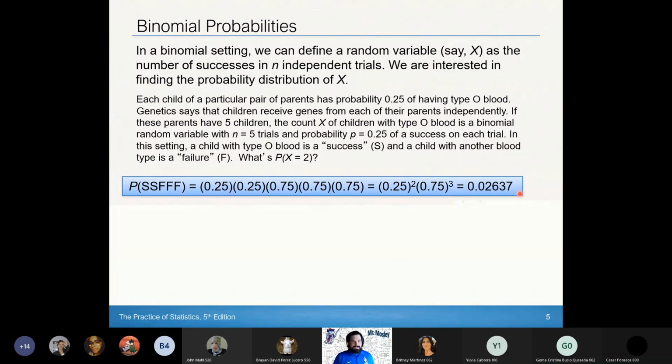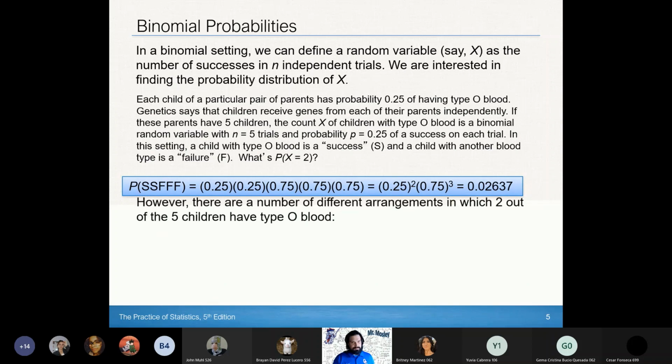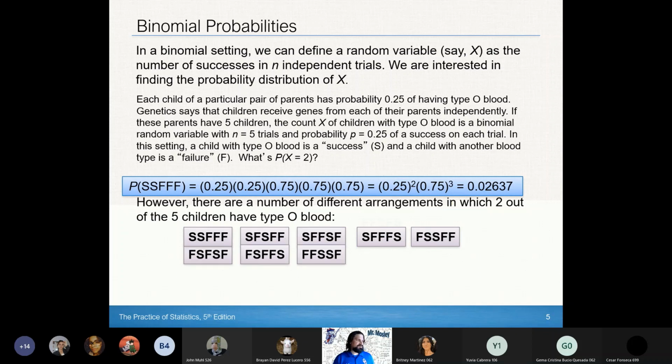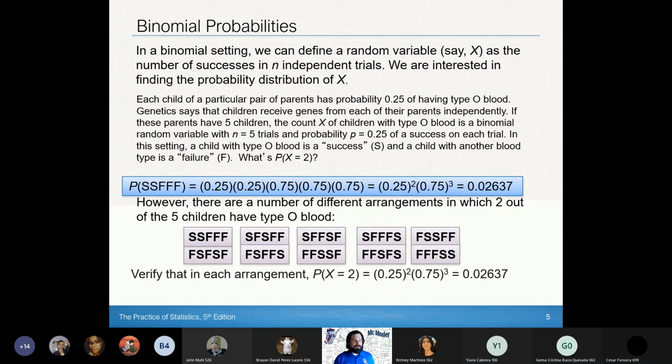Now, we're not done, because out of 5 kids, there's more than one way for 2 of them to have type O blood. We could have the first 2 kids have type O. That's one way. There are 10 possible ways to be successful. And we have them listed here. This would essentially be our outcome space.